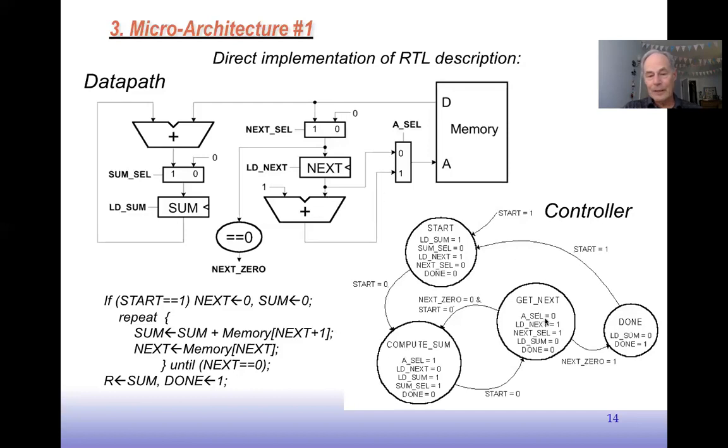And then, as long as next underscore 0 is equal to 0, that means the next value was not a 0, meaning we're not at the end of the computation, and start is not 0, we go back and repeat the compute sum. So that implements this loop here. We just loop around here until next underscore 0 is a 1. That means we're at the final node, in which case we exit out into this done state.